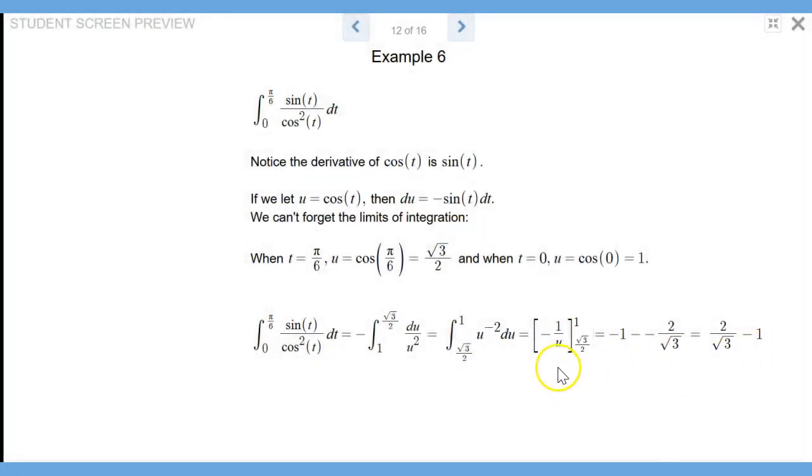So at this point, we could have substituted back so that our antiderivative was minus 1 over cosine t, and then evaluated at the original limits. But that's an extra step that you don't really need to do. Oftentimes it's easier to just find the new limits of integration and evaluate your antiderivative in terms of u.